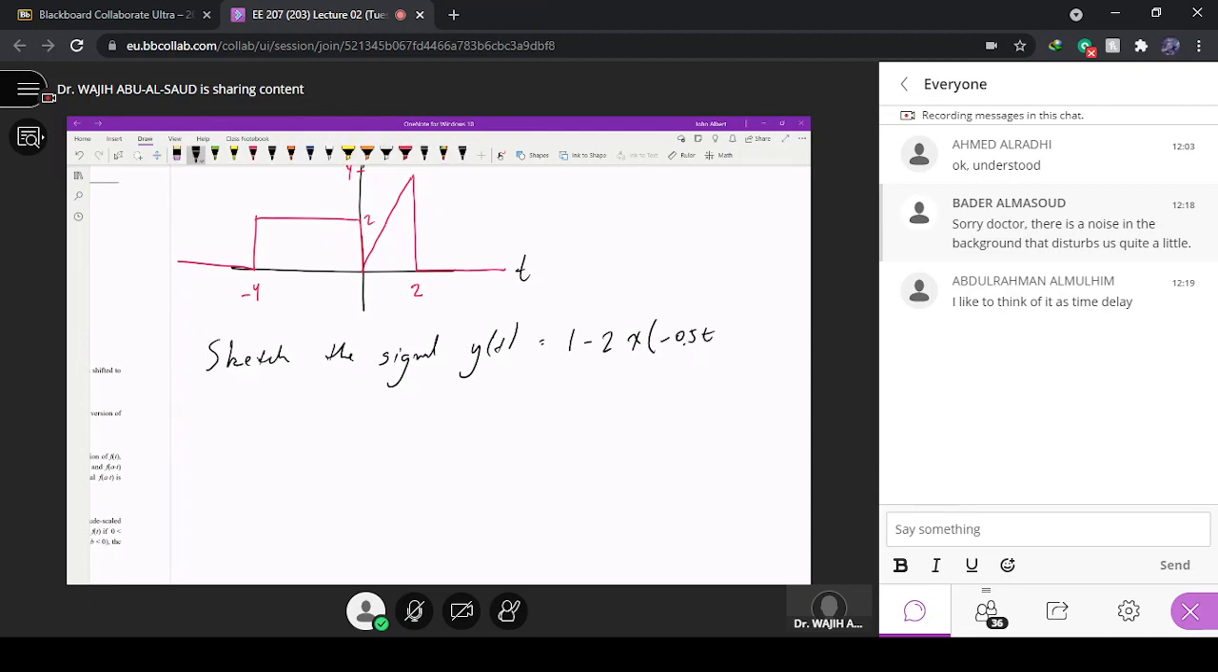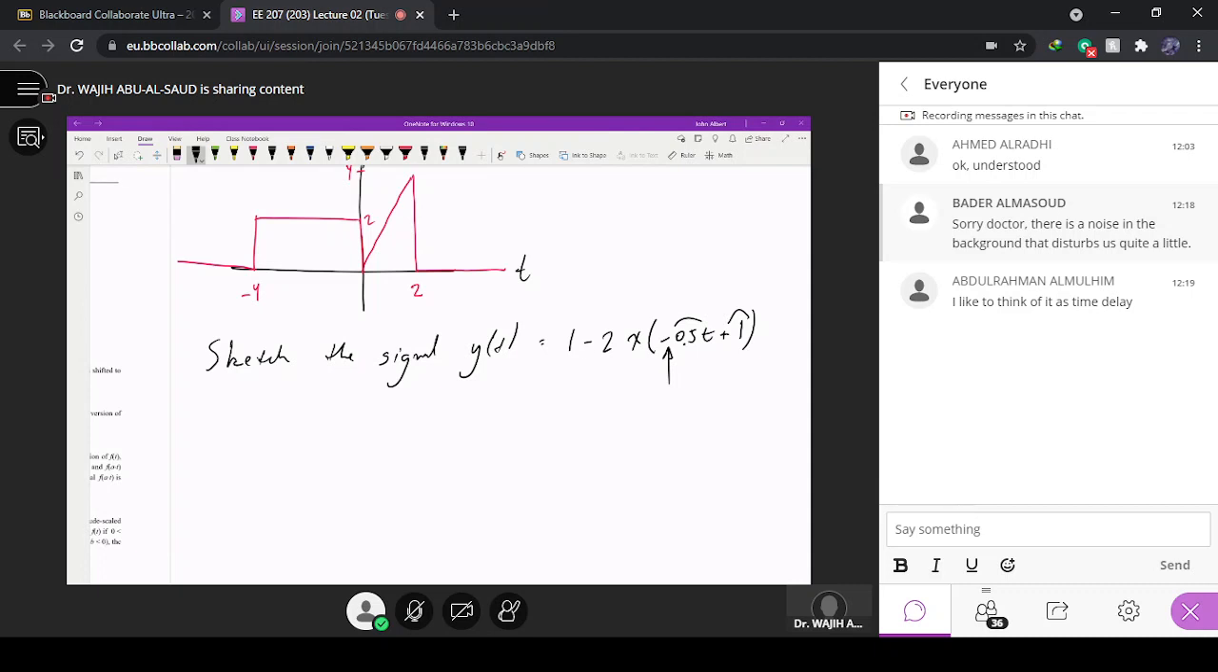0.5 t plus 1. So this is the signal that I'm asking you to sketch. I'm going to show you that it has all of the 6 transformations. First of all, this minus sign: the coefficient of t there is 0.5 with a minus sign, which means that there is time reversal. The 0.5 indicates that there is time scaling. The +1 indicates that there is time shift. So all of the 3 that are related to time exist there.